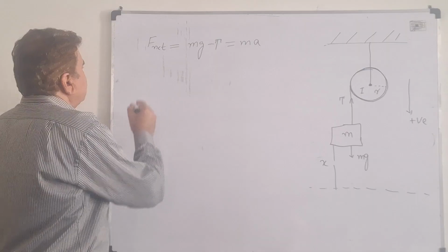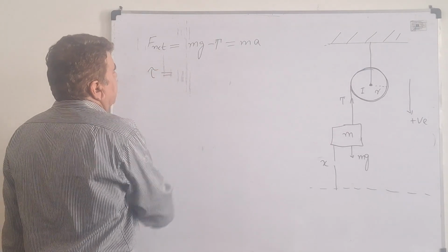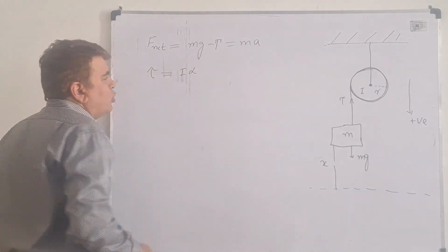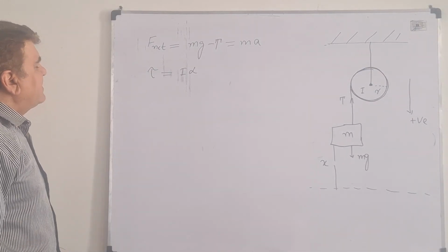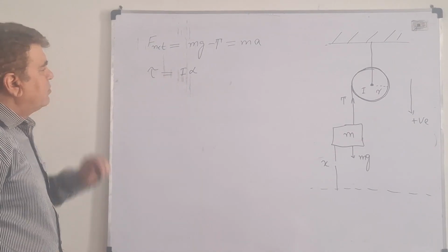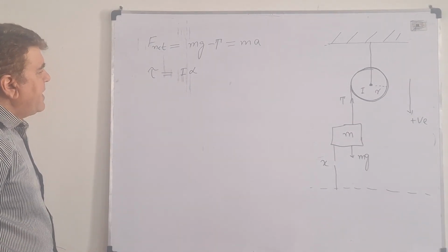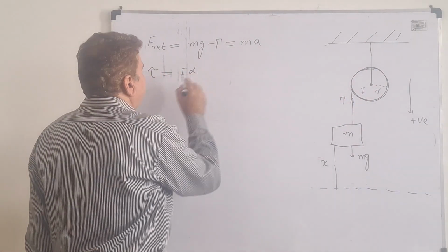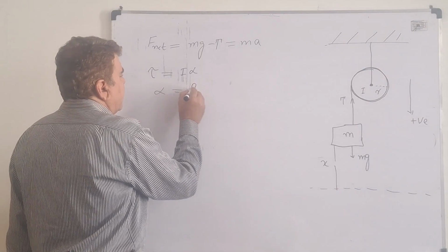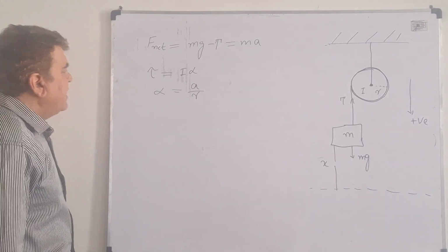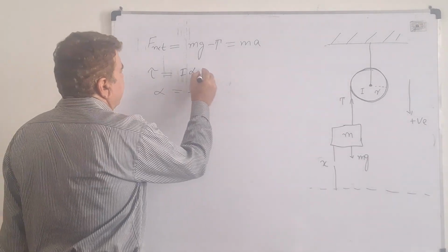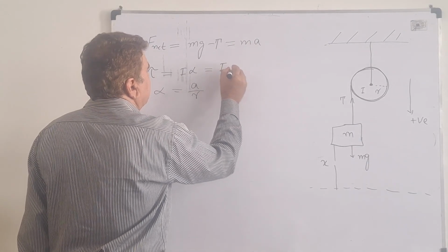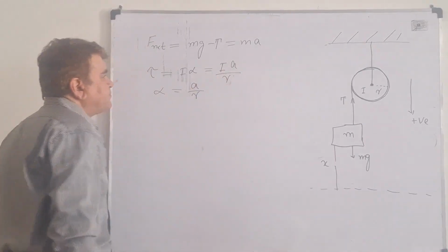And now the torque produced is given by I times alpha, where alpha is the angular acceleration and I is the moment of inertia of the pulley. And if there is no slipping of the rope on the pulley, then alpha is in fact given by a divided by R. And if I use this value, then I can write the torque in terms of linear acceleration as I times a divided by R.